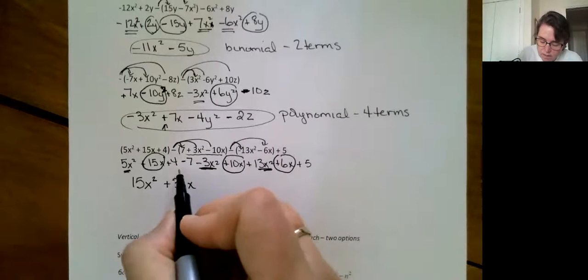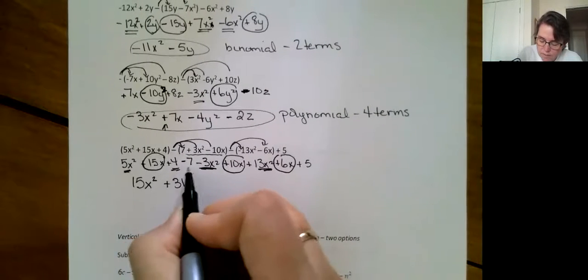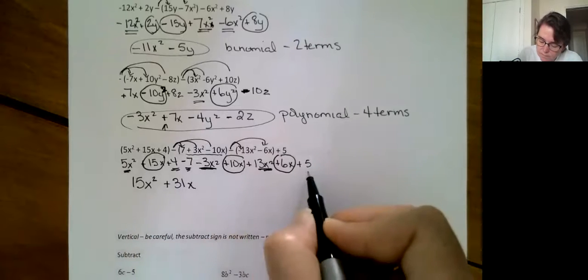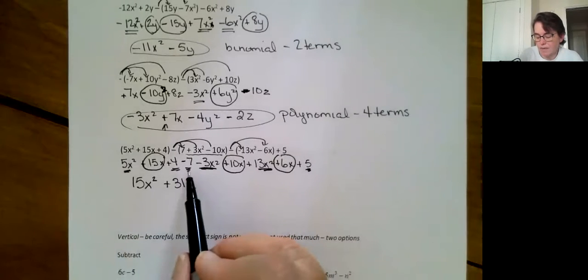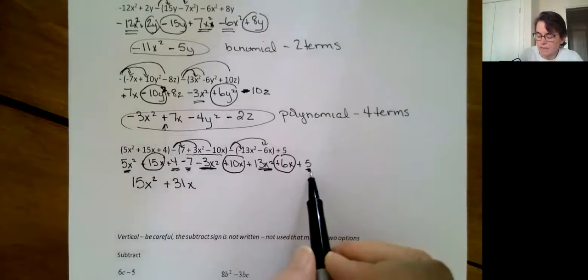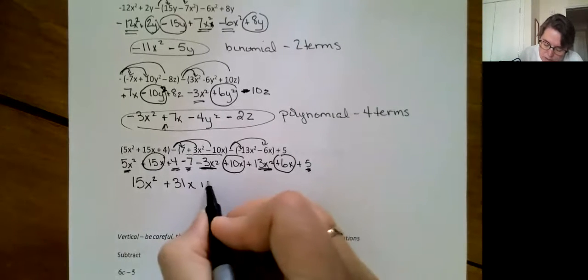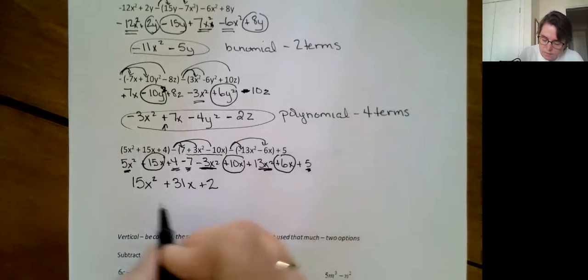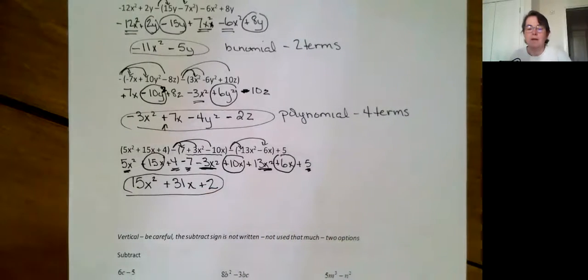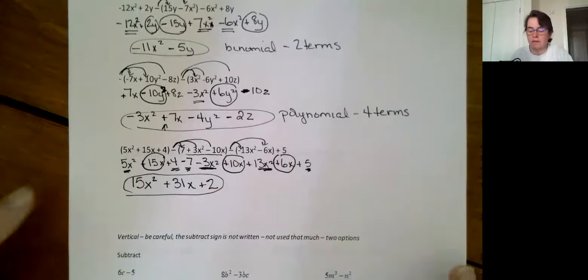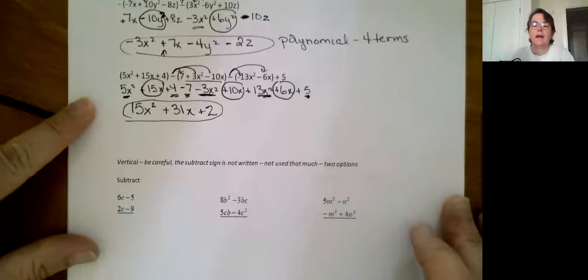And then we've got a 4 and a 7 and a 5 over here. So 4 minus 7 is minus 3, plus 5 should be about 2. And there we go. Now, I threw these ones with the vertical subtraction at the bottom.